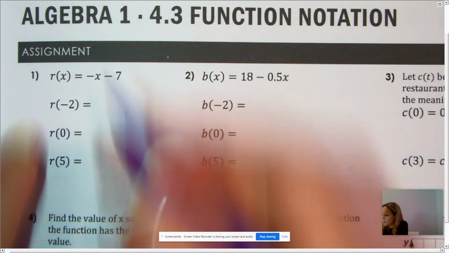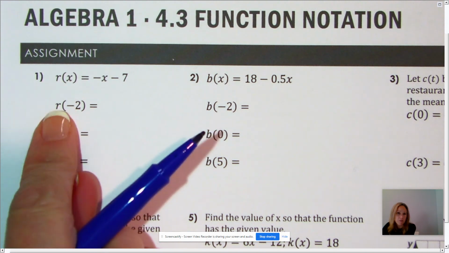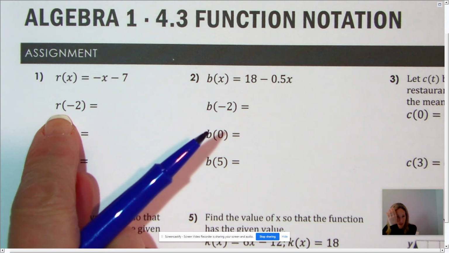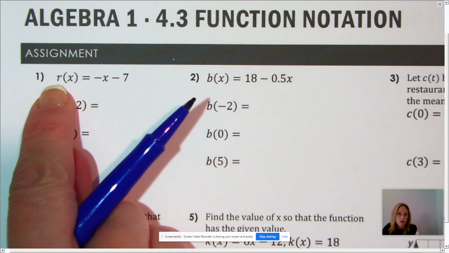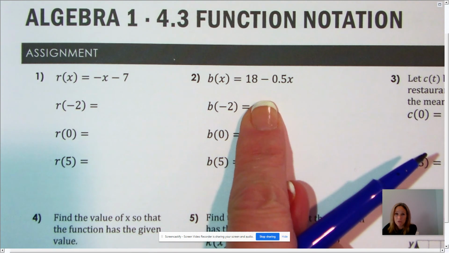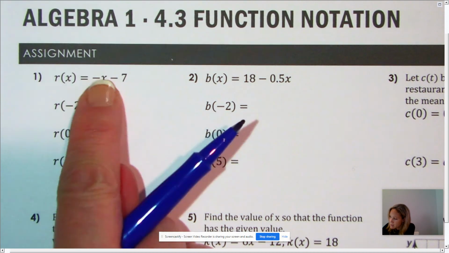Okay, question number 1. Here's the function up here. This function is called r instead of f. That's okay. It could be any letter on the outside. That part doesn't really matter. This just tells us, look back at the function that says r, right? Like if this was a b, we'd be looking over here at this one. Okay, so, and then this tells me anywhere there's an x, plug in a -2.